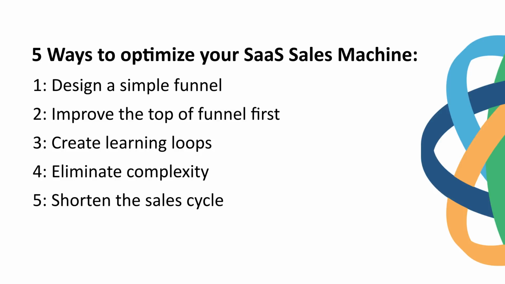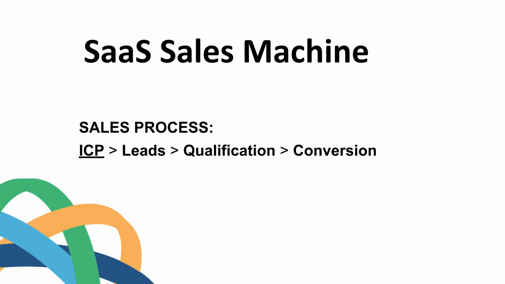We're going to dive into each and every one of these 5 steps with practical and tactical tips. At the end of the video today, you're going to have learned 5 ways to optimize your SaaS sales machine and see better results, more revenue, more growth for your company. Right? Let's dive right in.